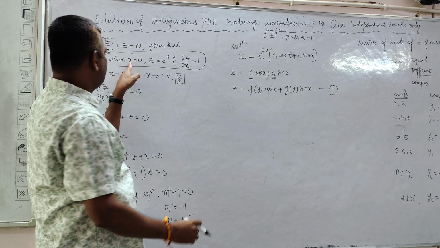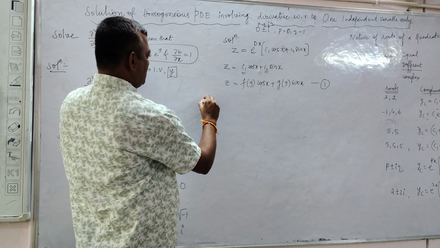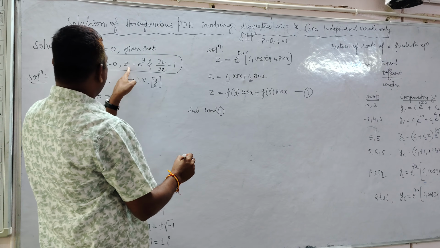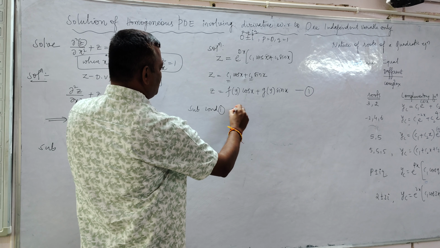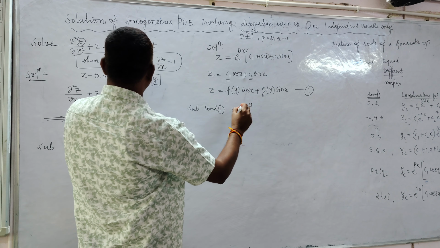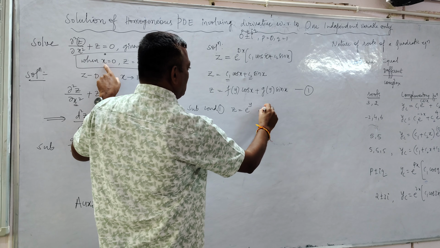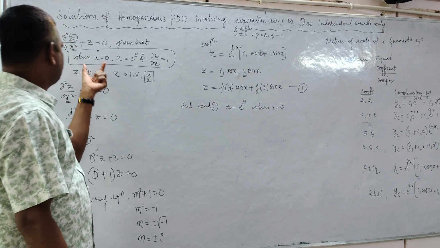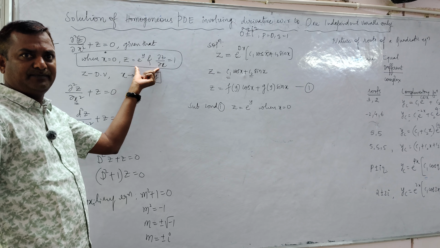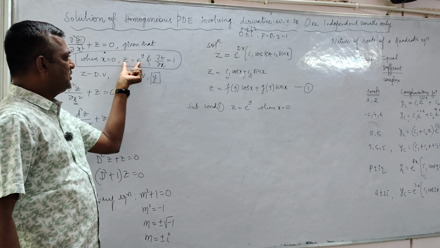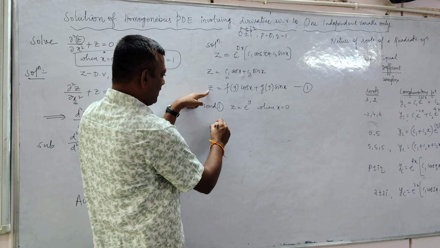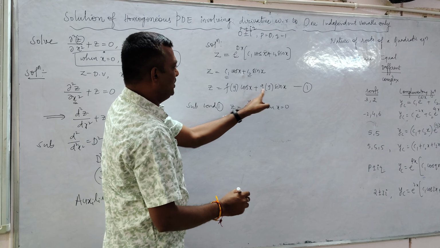Once you get the solution, you need to use these initial conditions. What are these initial conditions? Substitute condition number 1. What is condition number 1? Substitute z is equal to e raised to y when x is equal to 0. That's what I have taken first.